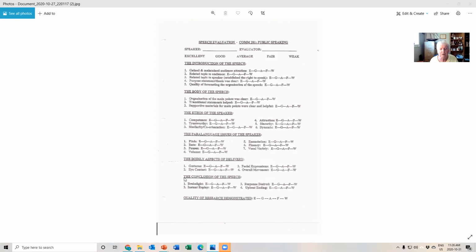Then there's the conclusion. Okay, here's the beginning, here's the speech content, and here is the conclusion. And there are 4 functions of a conclusion. A brake light. Remember, people need to know you've entered the conclusion. And you can say it in a very uncreative way by saying, in conclusion. Fine. Better that than nothing. That lets people know you're in the conclusion.